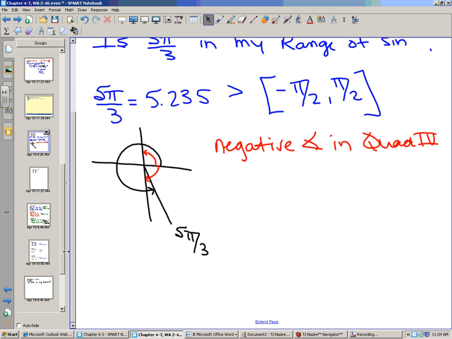However, the black angle is 5 pi over 3. I need an angle that lies in quad 1 or in quad 4. Quad 1 angles are all positive angles. Quad 4 angles that lie in my range of negative pi over 2 to pi over 2 are going to be negative angles. Do we understand that? So what I need to do is to find my coterminal. But I need my coterminal angle to be negative.